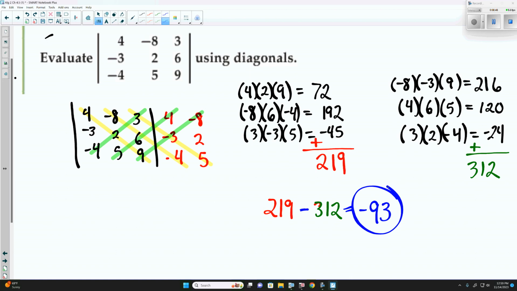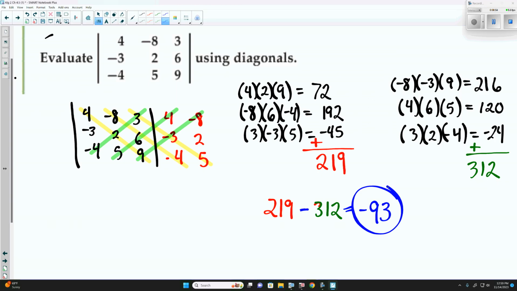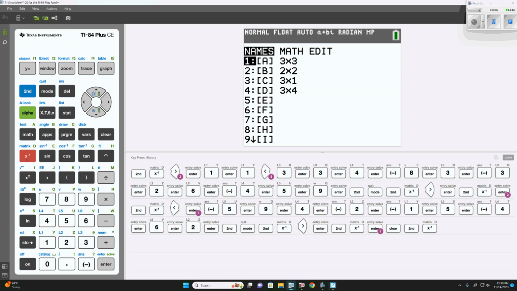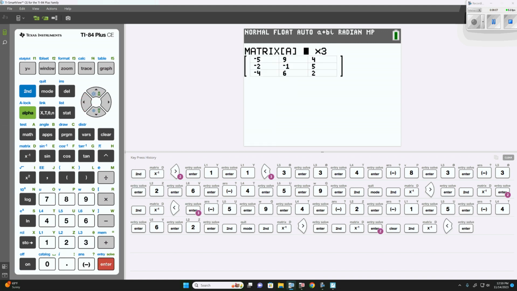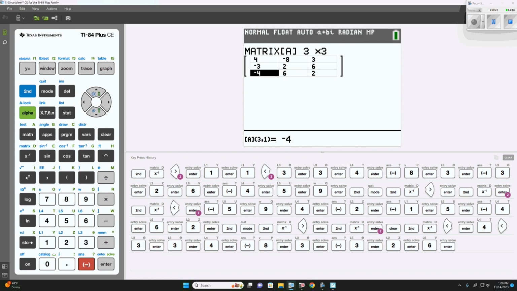We're ready to look at the next one. Well, I'm going to do this one again. Clear all that out. Second matrix. Over to edit. And I'm going to put in the matrix that we just did, because it was a 3 by 3. We had 4, negative 8, 3, negative 3, 2, 6, negative 4, 5, 9.